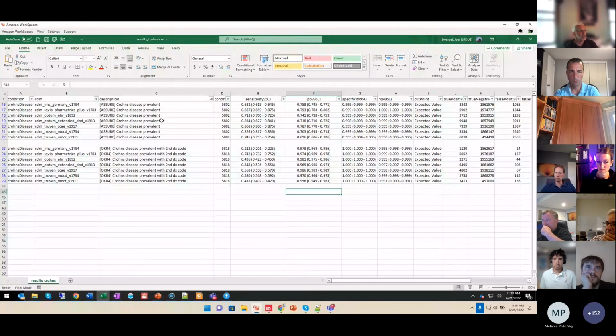So, for instance, you see in the prevalent case where there's a single code, you have higher sensitivity than in the narrower definition where you require 2 codes. So you have a lower sensitivity here. But the payback is that for the narrower definition, you have a higher positive predictive value compared to the single-coded definition. And this is the information that PheValuator can give you.